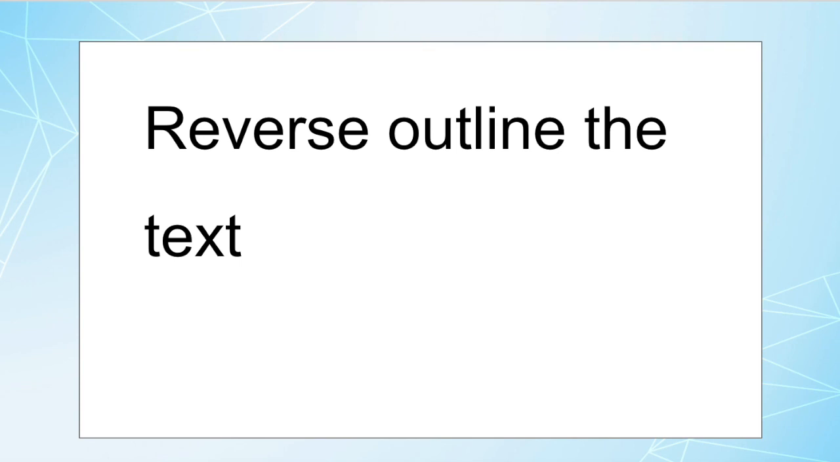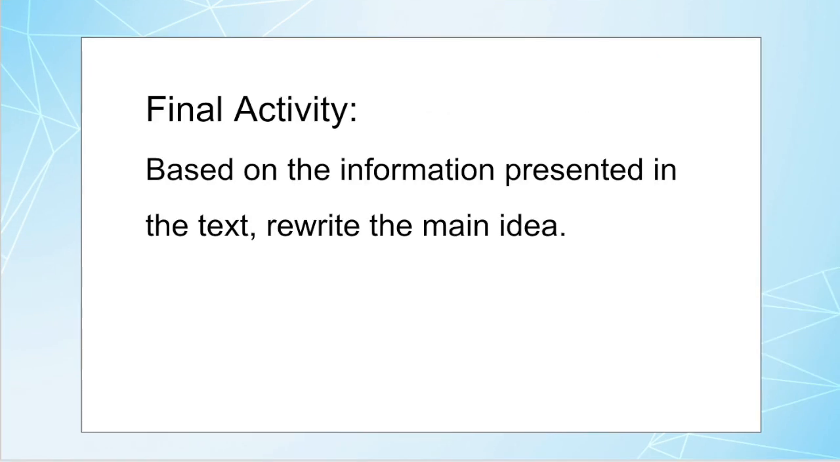Now, based on your reverse outline, evaluate the main argument of the text. Is the support used by the author in the text appropriate to the main idea? Is it persuasive? Does it take other perspectives into account? Based on the information presented in the text, rewrite the main idea to more specifically or appropriately match the information in the text.